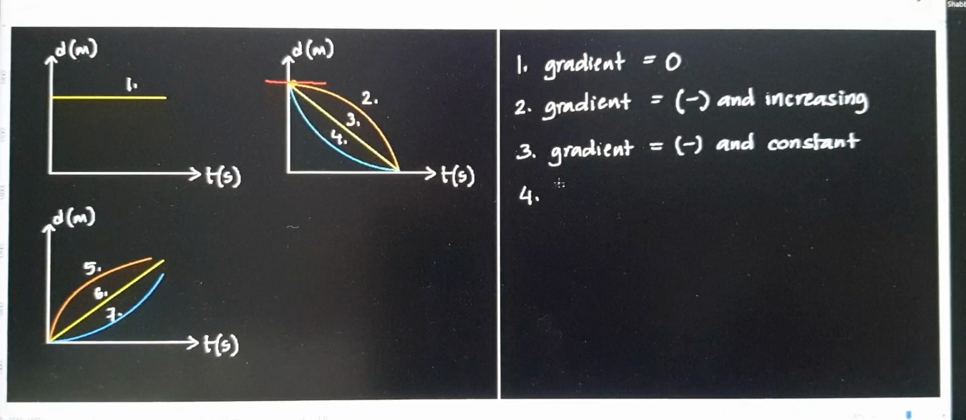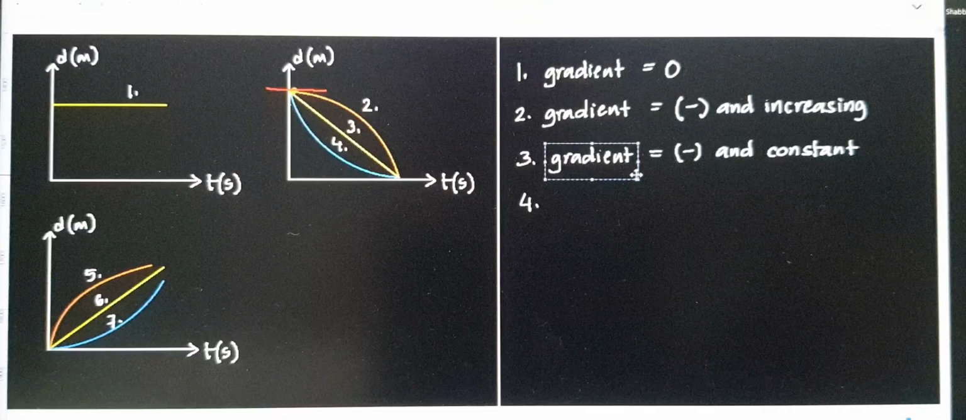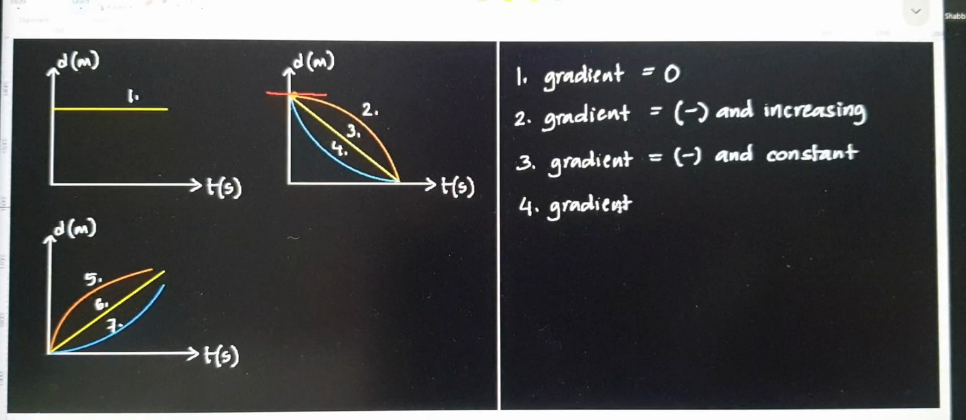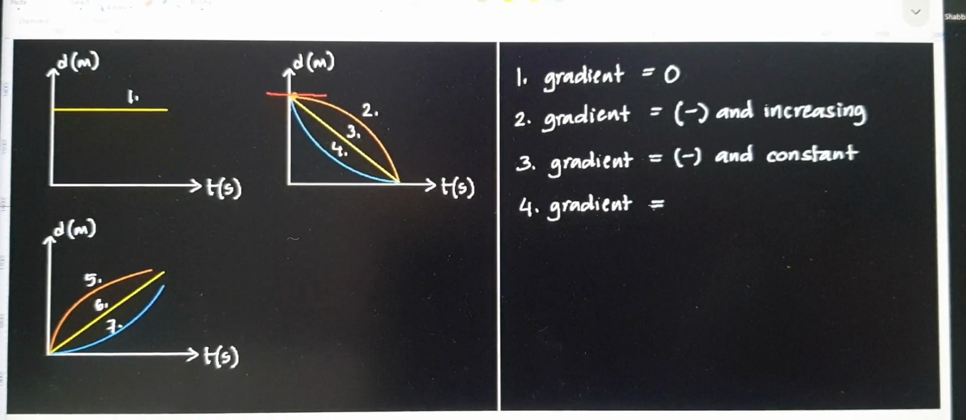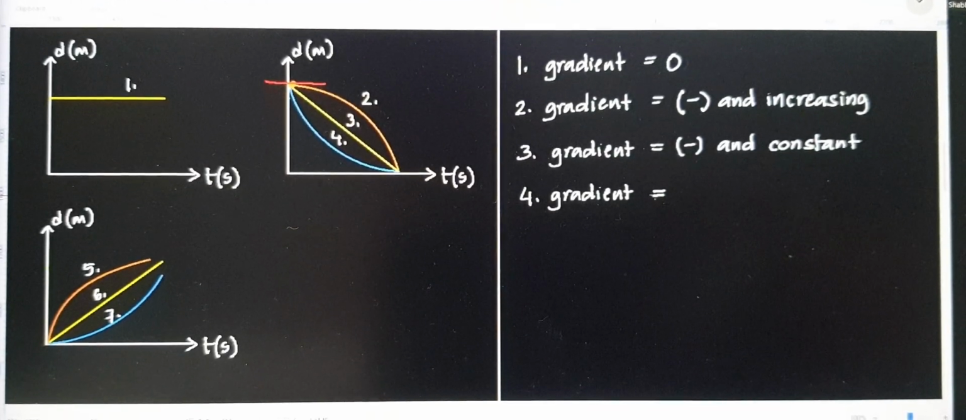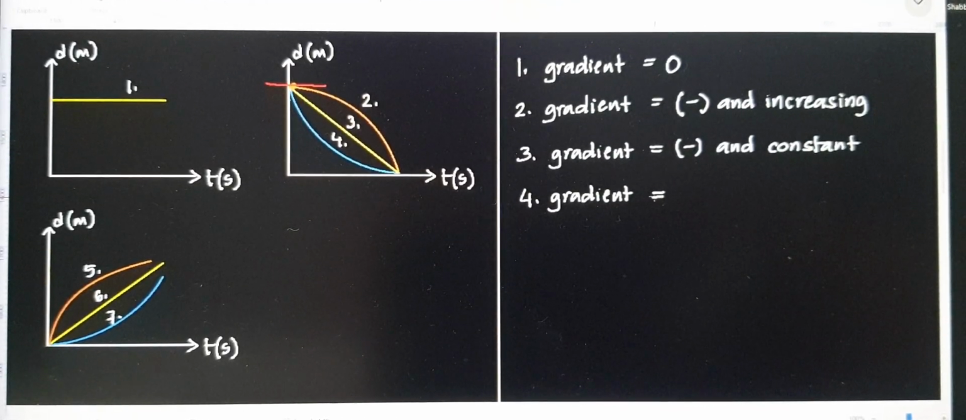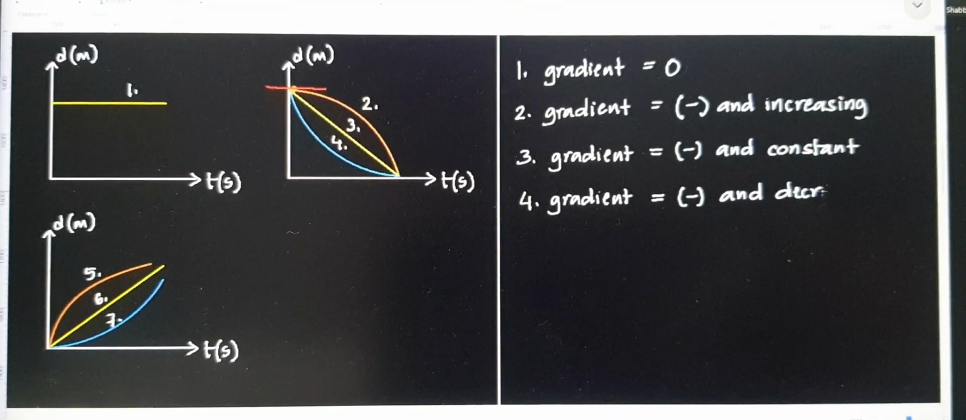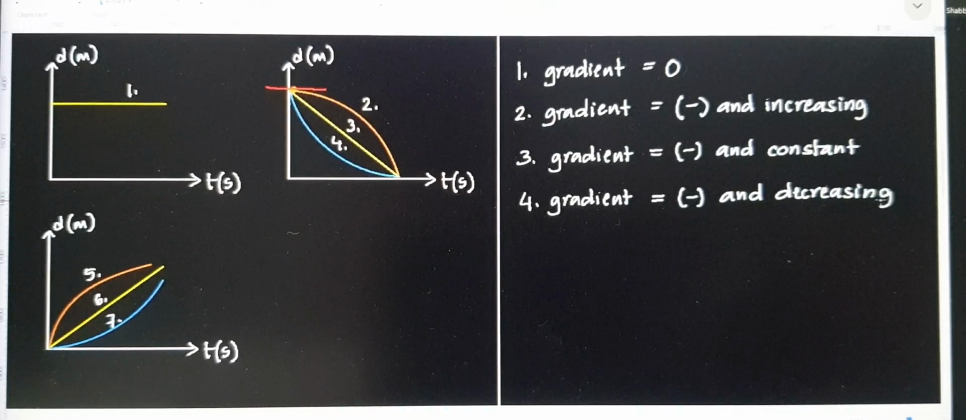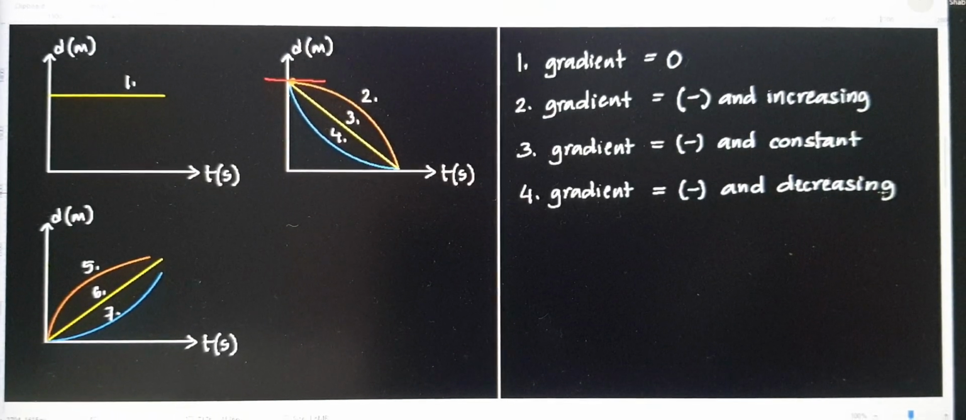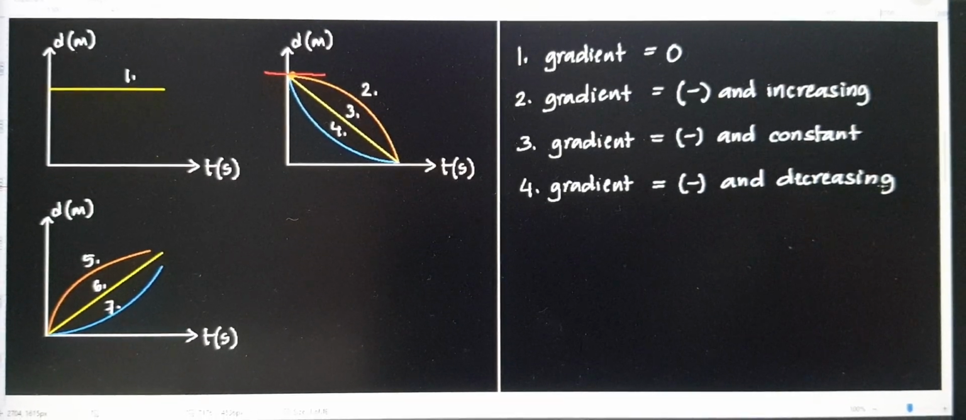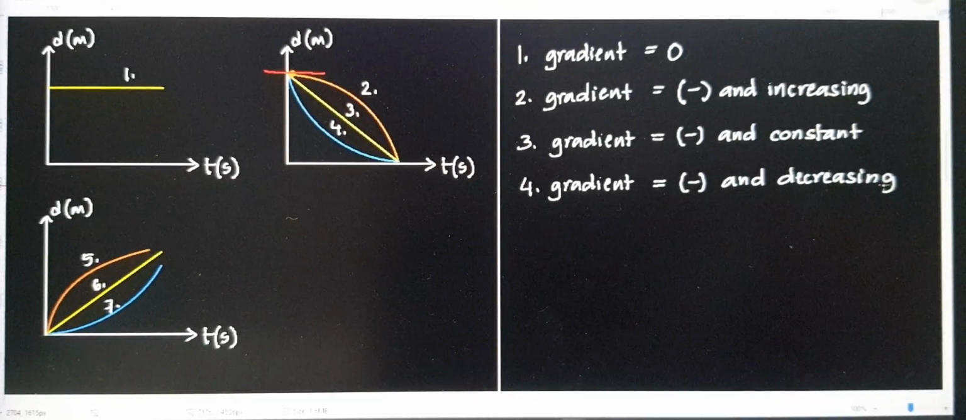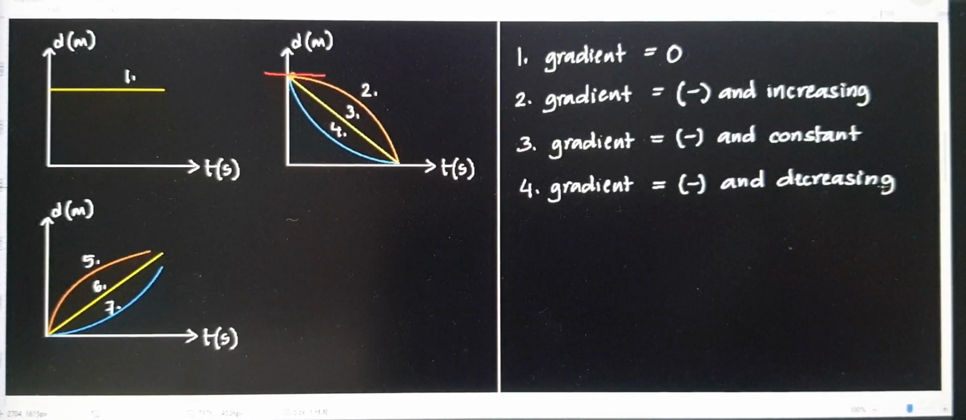Number 4. Gradient is negative and decreasing. Very nice. We understand why it's decreasing, right? Because initially the gradient is steep. এখানে যদি আমি একটা tangent আঁকি, the gradient is very steep and then it becomes slightly shallow. এখানে গিয়ে it becomes even more shallow. তার মানে গ্রেডিয়েন্টটা shallow হচ্ছে, তার মানে it is decreasing.